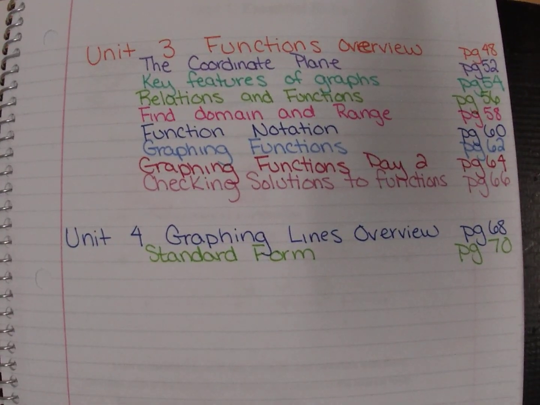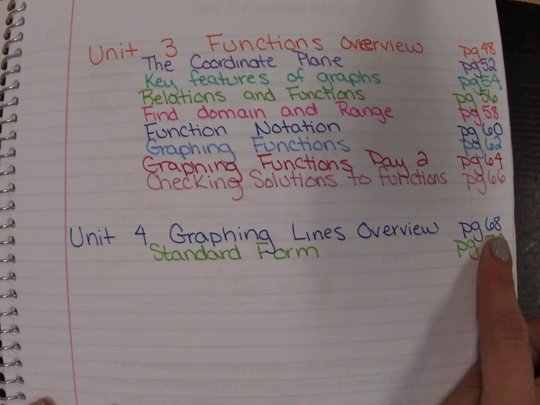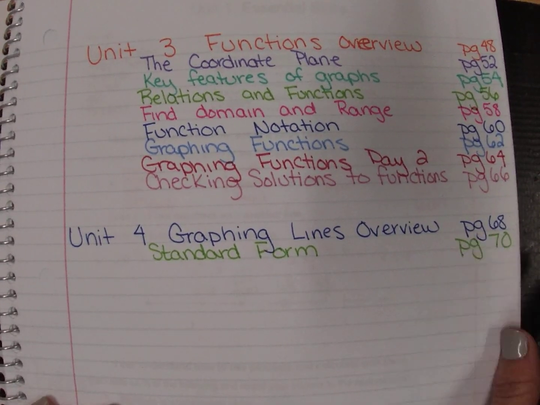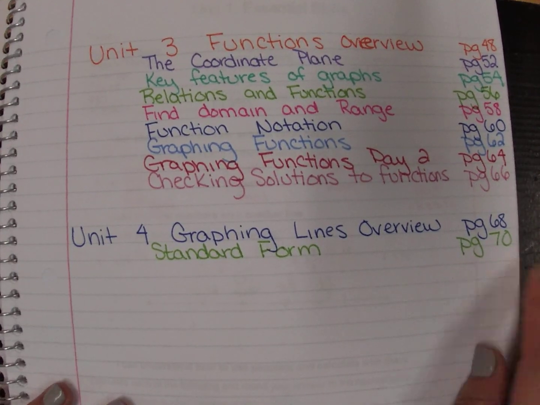So there's actually two parts we want to be adding into our notebooks today. Our Unit 4 overview, which is graphing lines, which will be on page 68, and that is just 2 pages, and then standard form, page 70. So if you need to pause to write that down, you can do that.